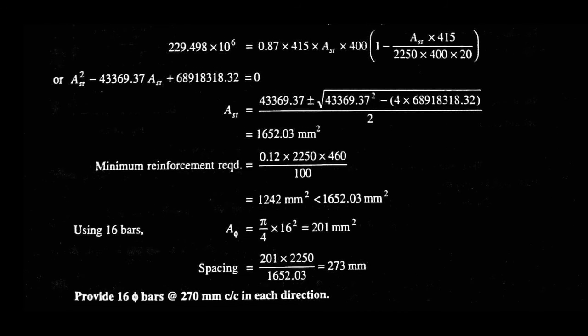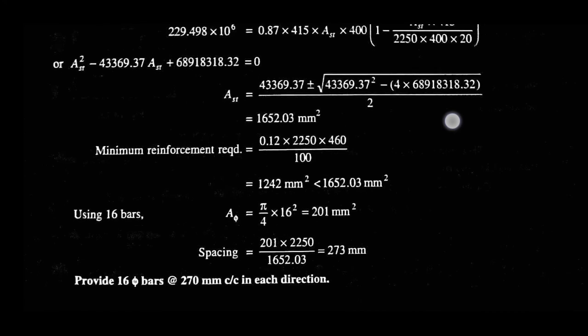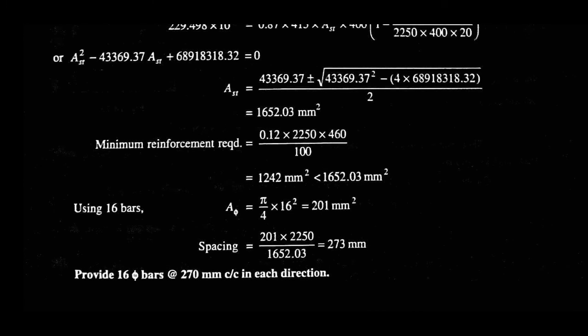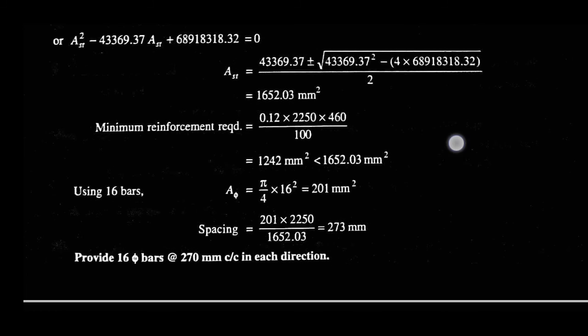Using 16 mm bars, that means diameter of one bar 16, area of one bar is equal to pi by 4 into 16 square, that is equal to 201 mm square. So spacing should be 201 into 2250 by 1652.03, that is equal to 273 mm. So provide 16 dia bars at the rate of 270 mm center to center in each direction. Okay. So this is the design data.